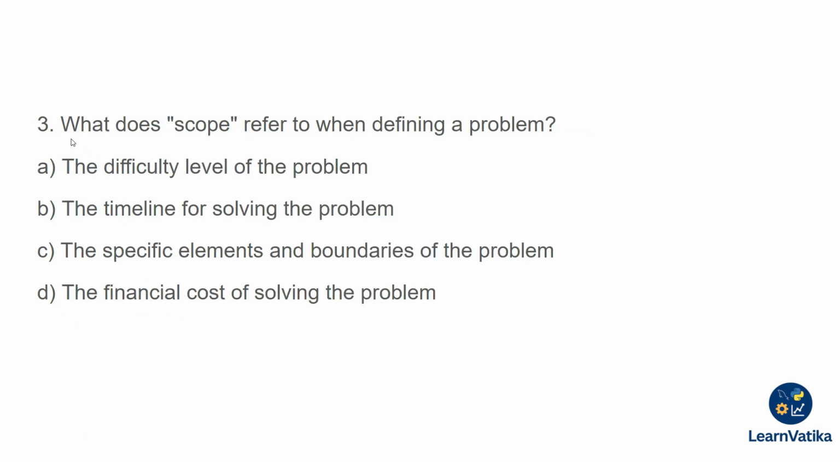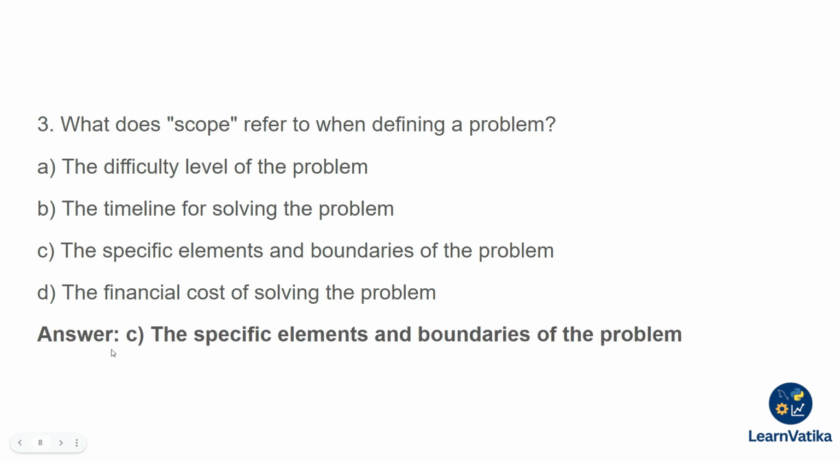The third question is what does scope refer to when defining the problem? Option A, the difficulty level of the problem; option B, the timeline of solving the problem; option C, the specific elements and boundaries of the problem; option D, the financial cost of solving the problem. The correct answer is option C, the specific elements and the boundaries of the problem.